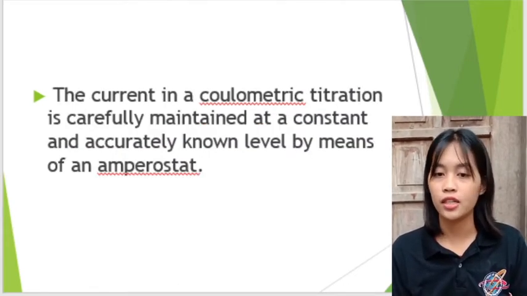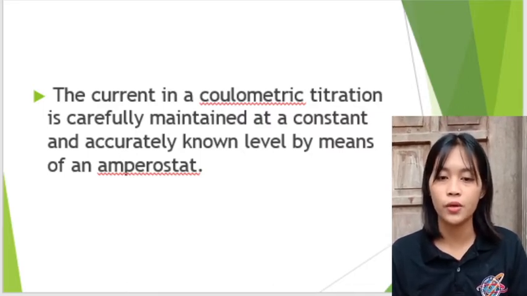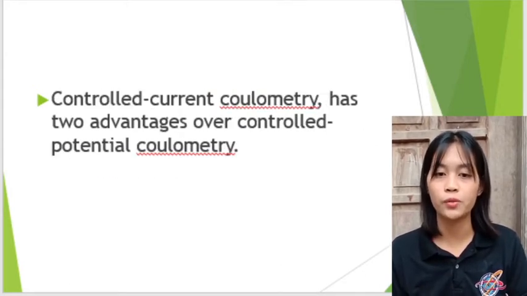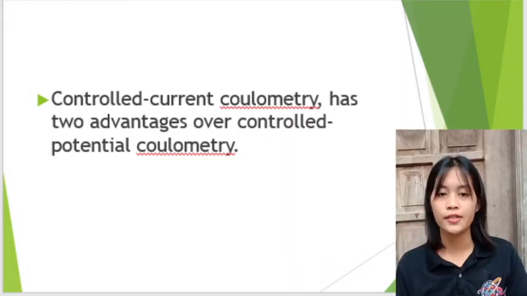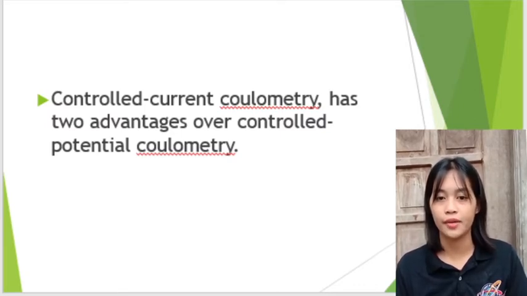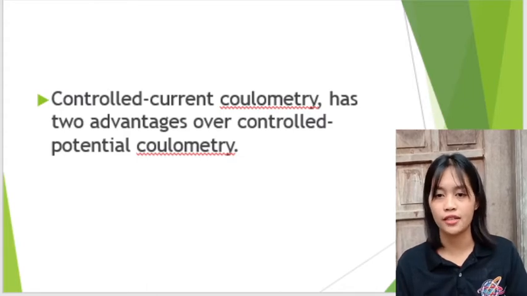The current in coulometric titration is carefully maintained at a constant and accurately known level by means of an amperostat. Controlled current coulometry has two advantages over controlled potential coulometry. First, using a constant current leads to more rapid analysis since the current does not decrease over time. Second, with a constant current, the total charge is simply the product of current and time. A method for integrating the current-time curve, therefore, is not necessary.